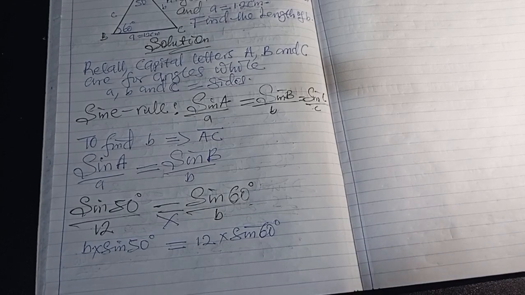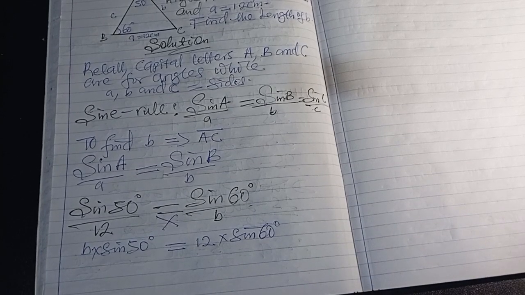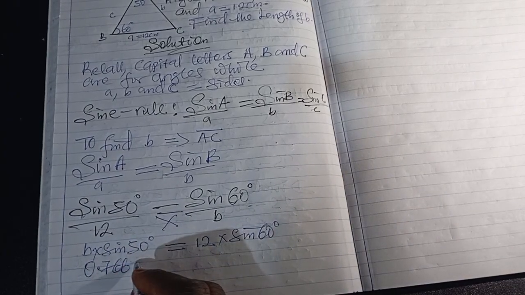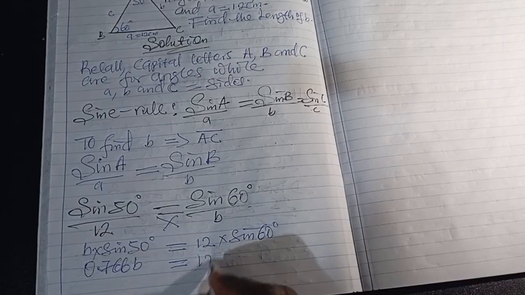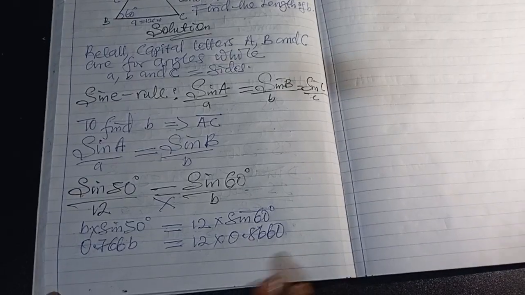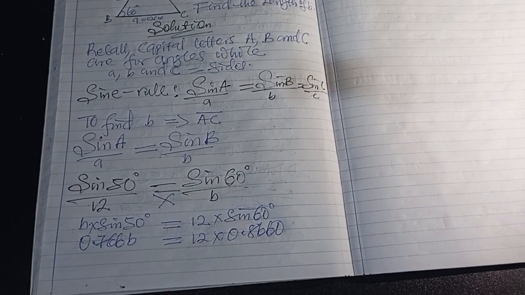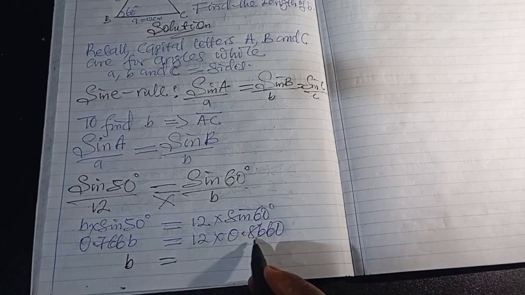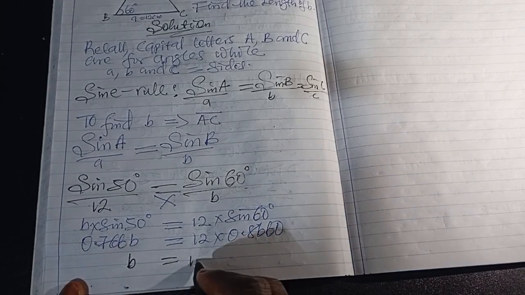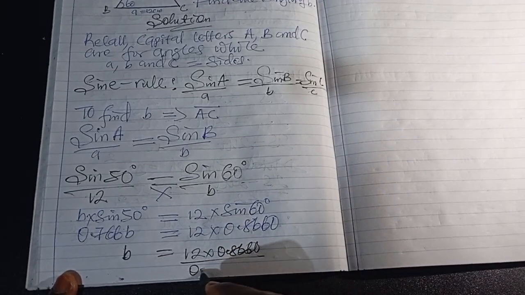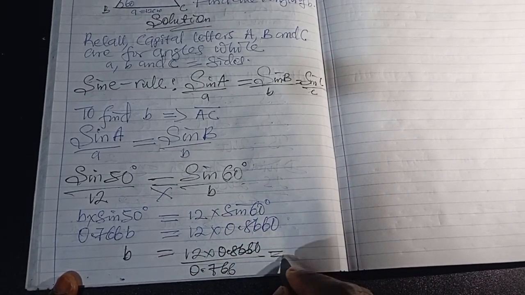So let's use our calculator to find the respective values of sine 50 and sine 60. So we can have 0.766 multiplied by b is equal to 12 multiplied by sine 60, which is 0.8660. Now to find b, we are going to divide through by the coefficient of b, which is 0.766. So we have b will be equal to 12 times 0.8660 divided by 0.766.